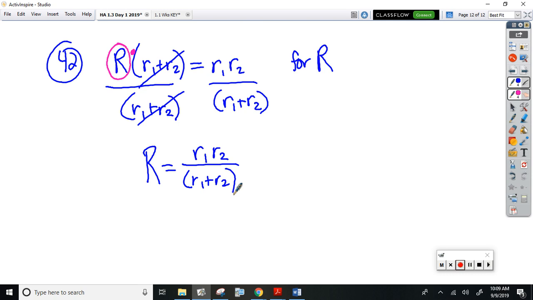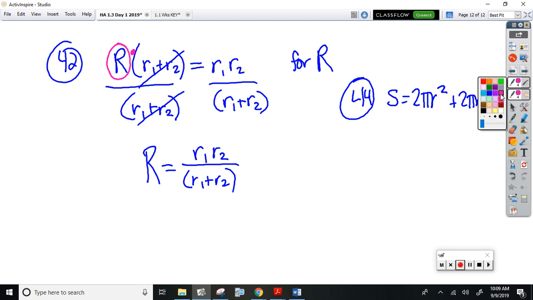Alright, 43 is the hardest one. I'm not going to do it. I want you to try it. We are in an honors class. Let's go to 44. So 44 is this equation. They want us to solve for h.